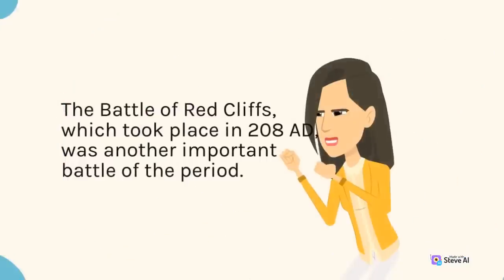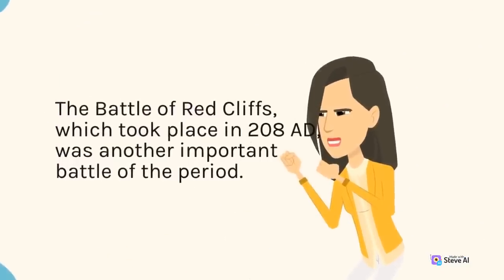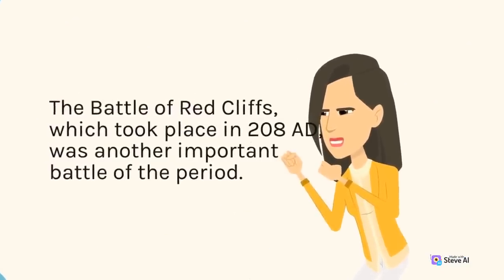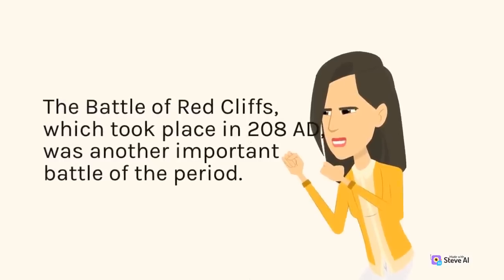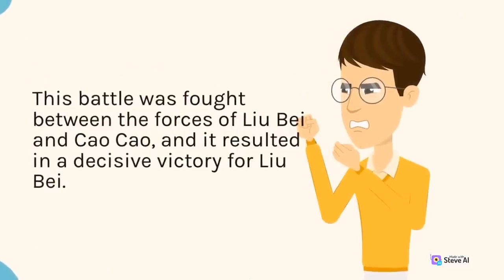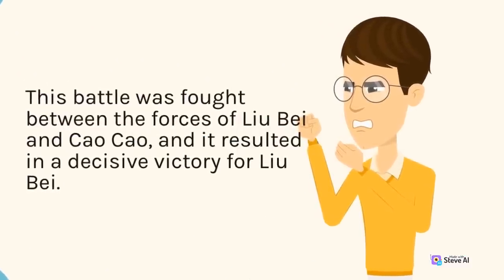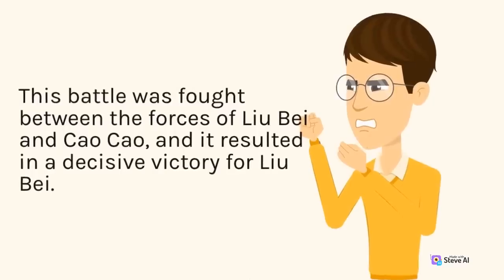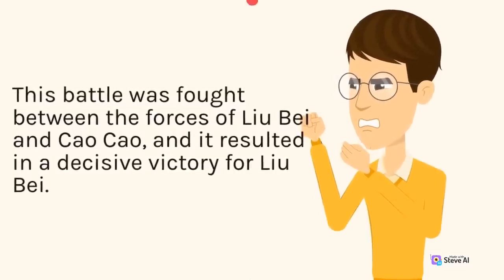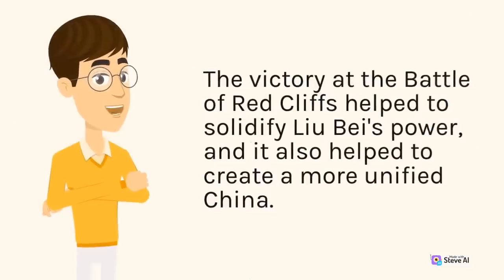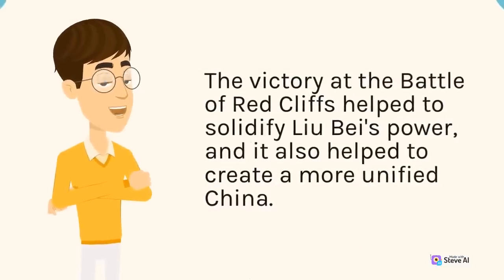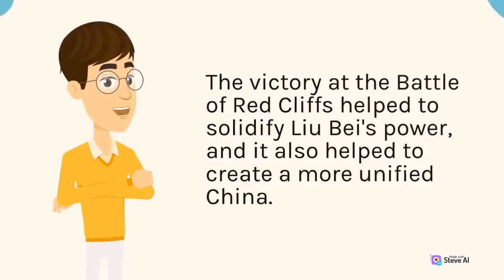The Battle of Red Cliffs, which took place in 208 AD, was another important battle of the period. This battle was fought between the forces of Liu Bei and Cao Cao, and it resulted in a decisive victory for Liu Bei. The victory at the Battle of Red Cliffs helped to solidify Liu Bei's power, and it also helped to create a more unified China.